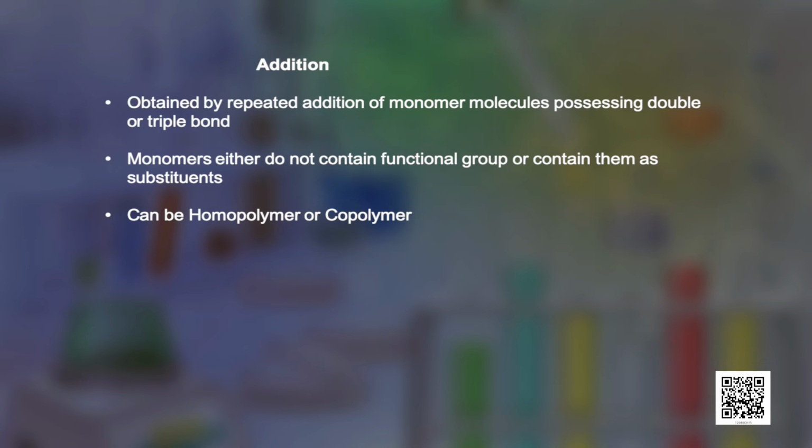Polymers can be classified into 2 subgroups: addition polymers and condensation polymers. We will first talk about addition polymers. These polymers are obtained by repeated addition of monomer molecules possessing double or triple bonds. There are certain characteristics that you need to remember: these monomers either do not contain a functional group or contain them as substituents only, and this would be understood with the help of an example as well. The polymers can be homopolymers or copolymers.